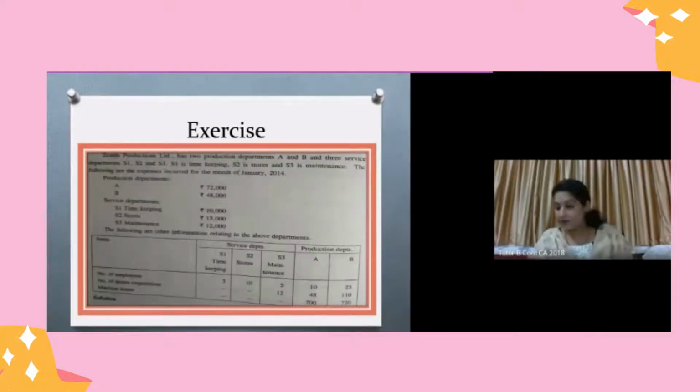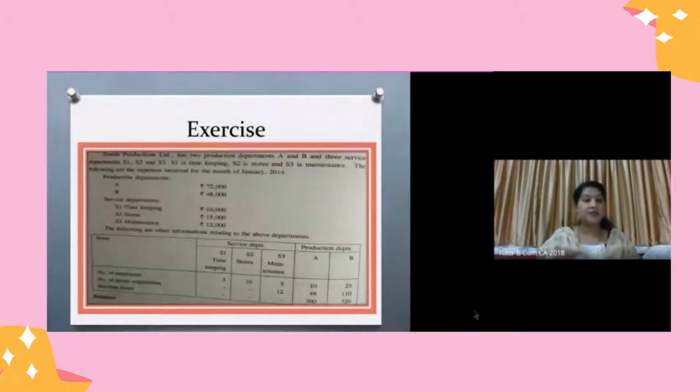Now, going with the first part, this is the question which we are going to do as an example in today's class. In this question, you can find that there are two production departments, A and B, and also service departments S1, S2 and S3. So in total, we have 5 departments: 2 are production departments and 3 are service departments.